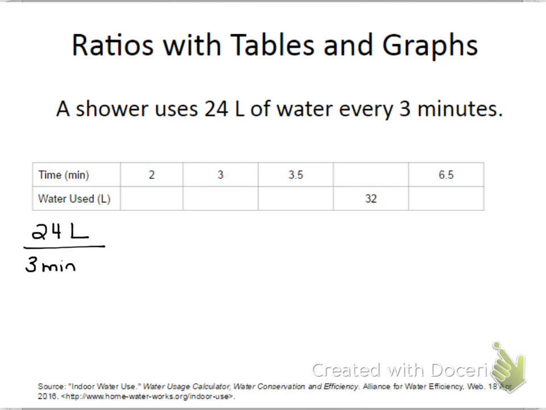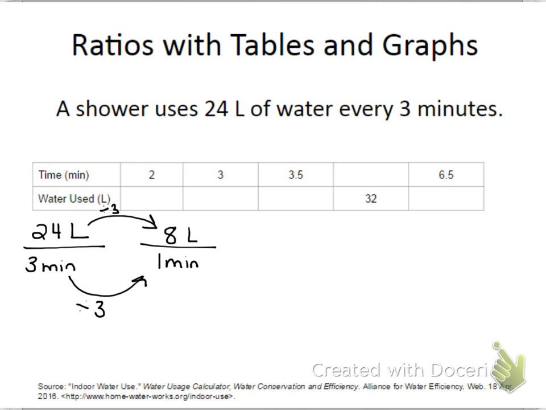We want how many liters are used in 1 minute. So I'm going to go from 3 minutes down to 1 minute. To go from 3 to 1 in an equivalent ratio, we're going to divide by 3. To make our equivalent rate over here, we're going to do the same thing to the numerator. We're going to divide by 3. So 24 divided by 3 gives me 8. And I have 8 liters in 1 minute. That is my unit rate. So every time we're in the shower for 1 minute, the average shower uses 8 liters of water.